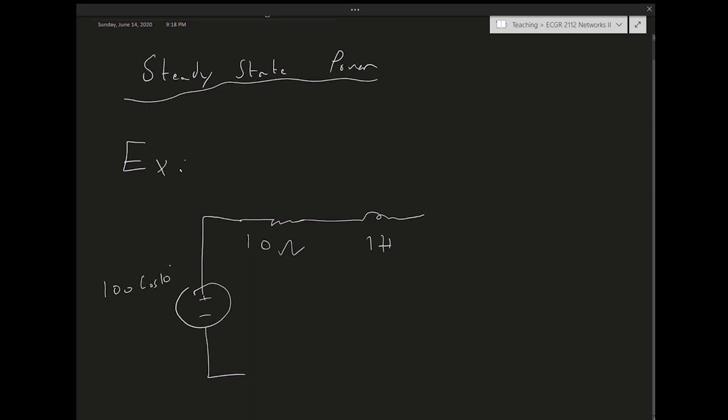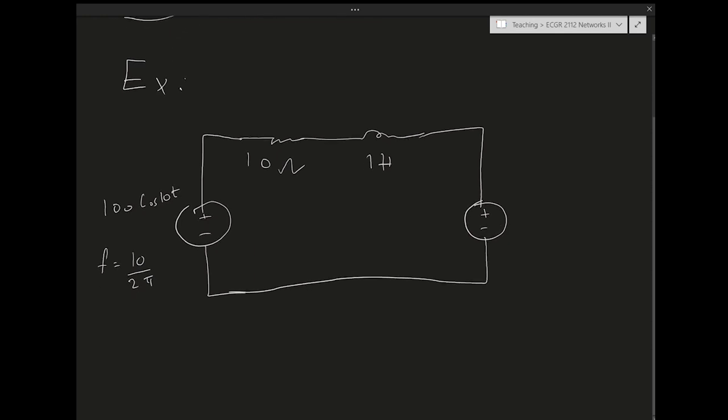cosine 10t, right? What's the frequency here? The frequency is just 10 over 2 pi, right? Or the angular frequency is 10 radians per second. And then the other supply is running at 20 radians per second. Right? So how do we analyze this sort of circuit using phasors?